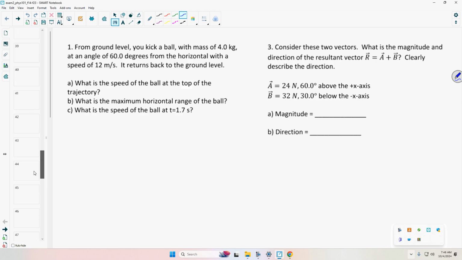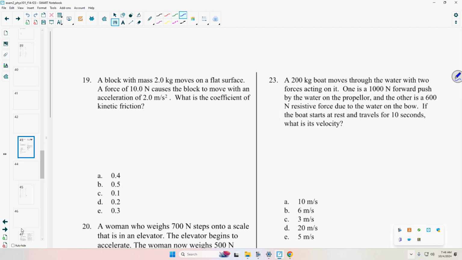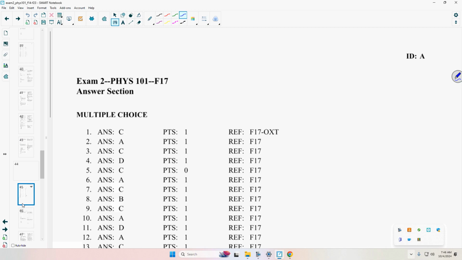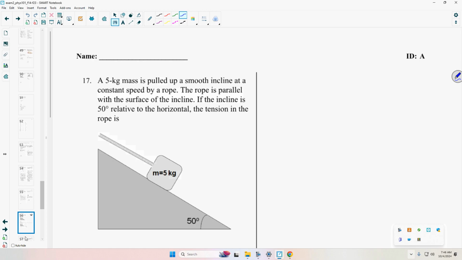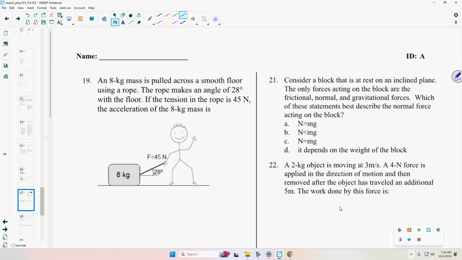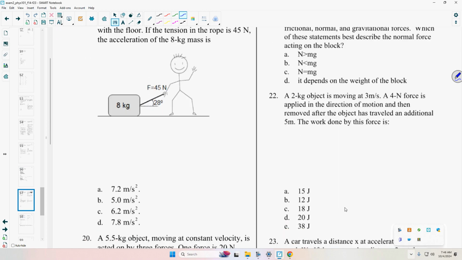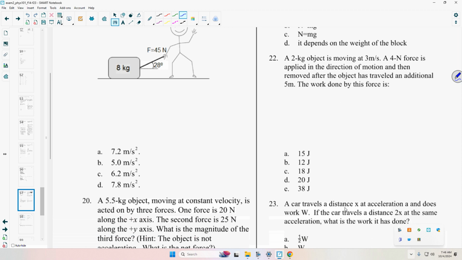Fall 15, number 22, somebody had asked about. I'll get to your questions here in just a second. Okay, yeah, fall 15, number 22. If you see the word work, that's not for this exam. That's for an exam coming up, exam number 3, which, by the way, will be an easier exam than exam number 2. Yeah, I know, isn't that exciting?